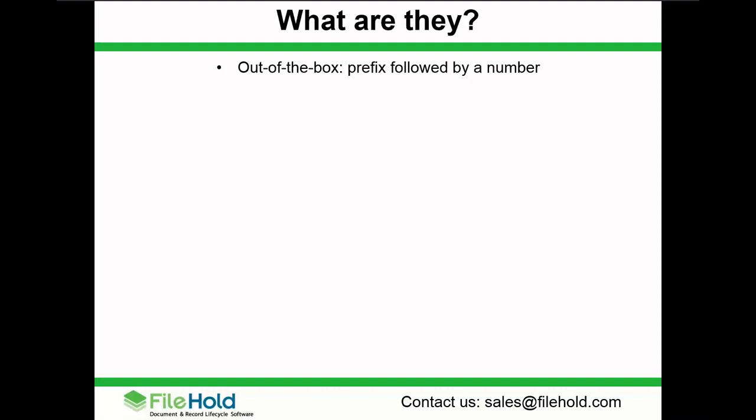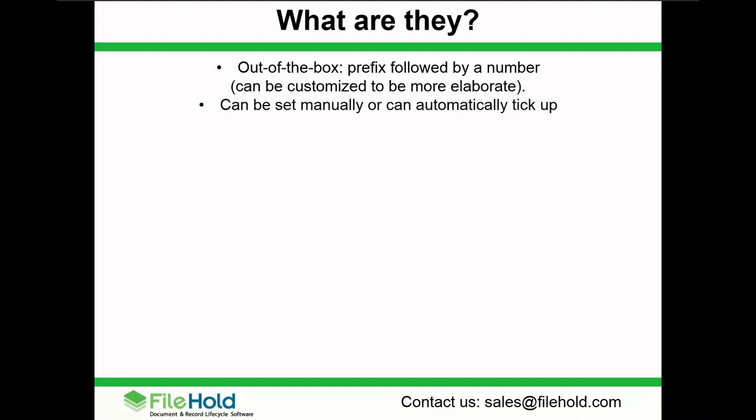So it's something generated in the system that's a prefix followed by a number that you can set up. Now that can be customized to be much more elaborate. So it doesn't need to be just a simple prefix. It can draw information from other metadata fields. It can use merge tags, but that's usually done as a custom service, so we're not going to be covering that today. We're just going to be looking at the bare bone basics of it.